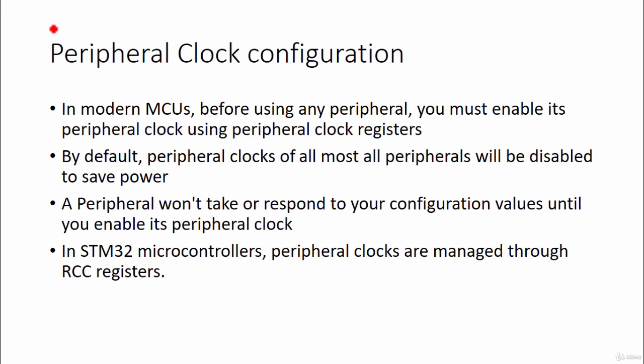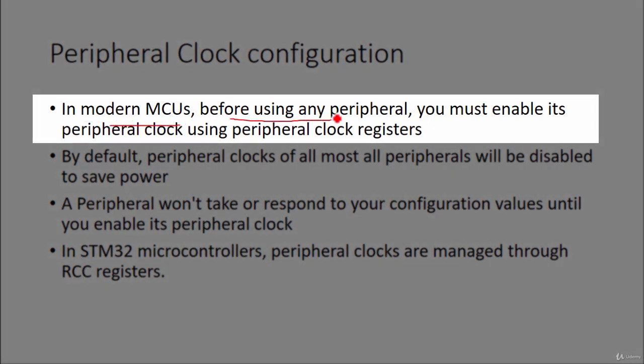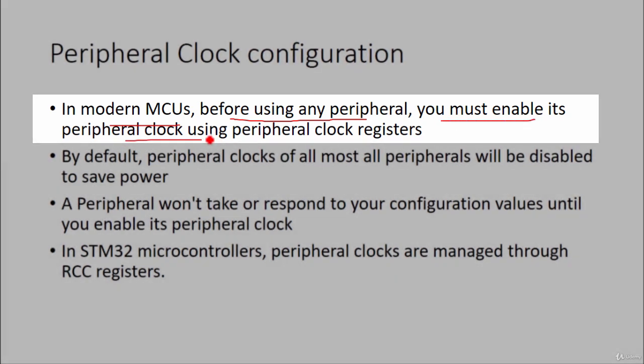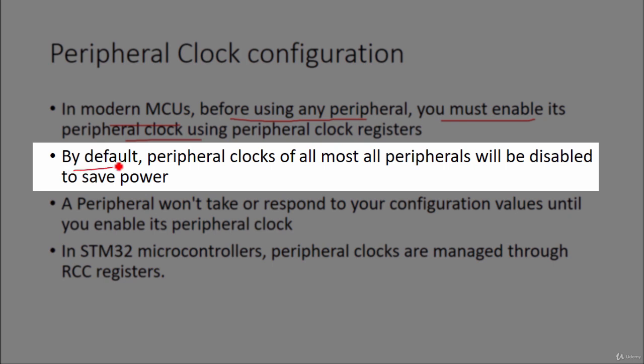So in this lecture, we are going to learn about peripheral clock configuration. We are going to understand how to enable a peripheral clock for a particular peripheral. In most modern microcontrollers, before using any peripheral, you must enable its peripheral clock using peripheral clock registers. By default, peripheral clocks of almost all peripherals will be disabled to save power. As per the microcontroller design, whenever you start the microcontroller, the peripheral clocks will be disabled for almost all the peripherals of the microcontroller.